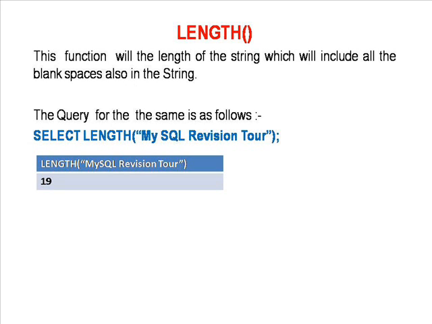And finally we have the length function. This function tells you the length of the string. It can be a long sentence or it can be a string of a few characters also. So the query that I will write to find the length of a string is select length, and in brackets you write the string for which the length is to be displayed. So the result for that string will be displayed below. The result will also include all the spaces that are there inside the quotations.